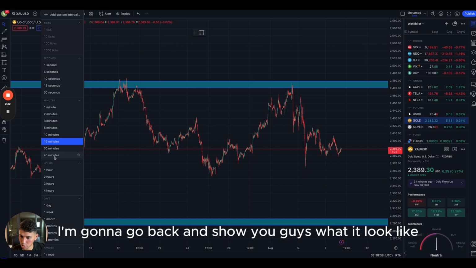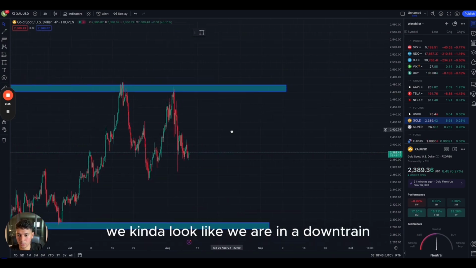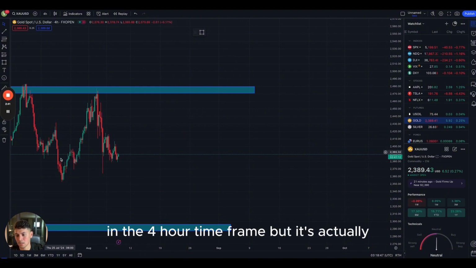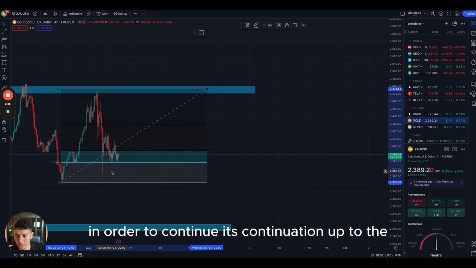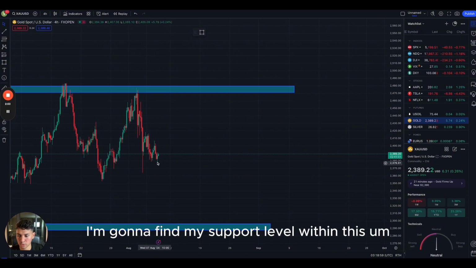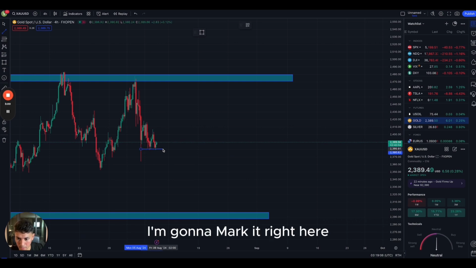So I'm gonna go back and show you guys what it looks like on the 4-hour. As you guys can see, we kind of look like we are in a downtrend in the 4-hour time frame, but it's actually maybe a sign that the price may be doing a pullback in order to continue its move up to the upside. So as you guys know, I'm gonna find my support level within this movement, which is going to be right here. I'm gonna mark it right here.